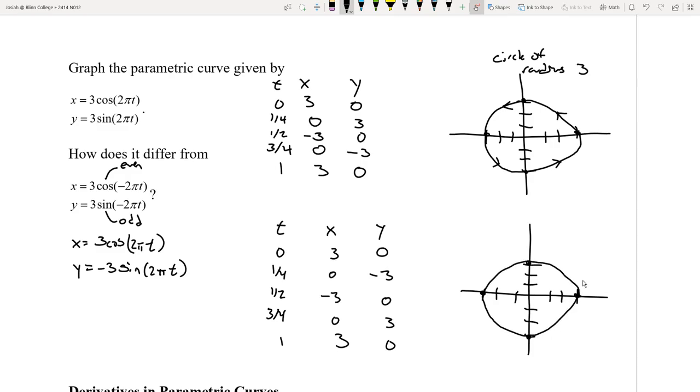So when we graph this, it's the same circle of radius 3, but now our orientation is backwards. So the orientation is reversed here. And that means that these are, in fact, different graphs, because the orientation is intrinsic to the graph.